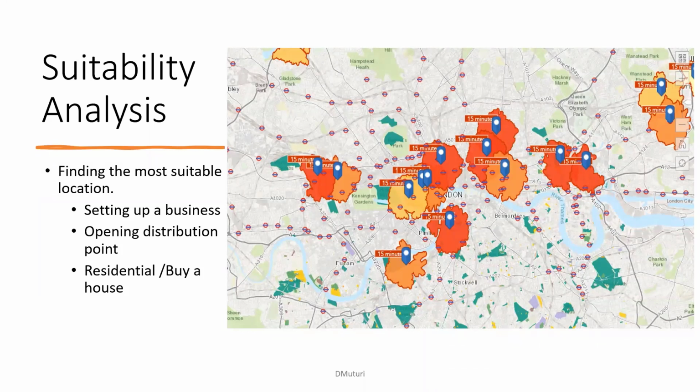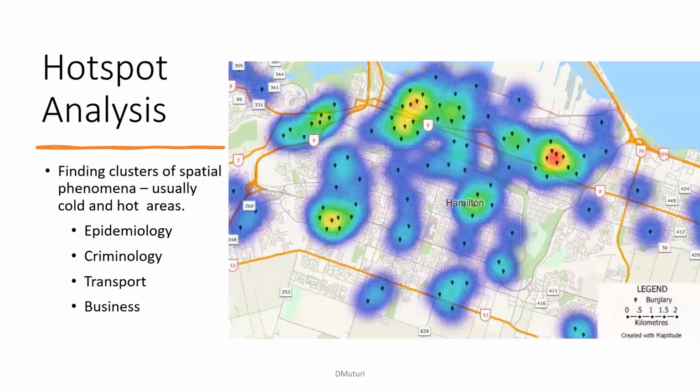So whenever it's a question around which is the most suitable, then that means it's a suitability analysis you are facing. Could be setting up a business, setting up a hospital, setting up something new like a distribution point, or when you want to buy a house in a safe residence. So you identify different areas, then do your analysis to determine which is the most secure.